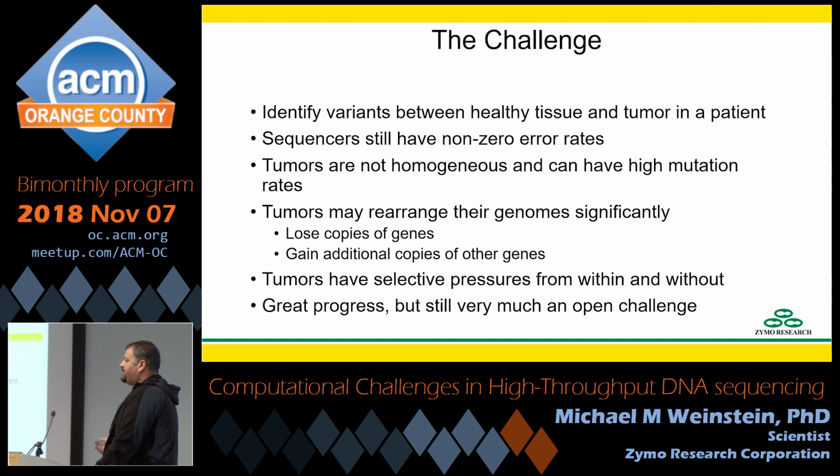Typically you'll get healthy tissue, you'll get tumor tissue. So you know what the tumor tissue started off as, because it started off as patient tissue. You can compare the tumor tissue to the patient. Sequencers still have non-zero error rates. Tumors are heterogeneous and can have high mutation rates, so the tumor is going to have a lot of mutations in it already. And different cells in the tumor may have different mutations.